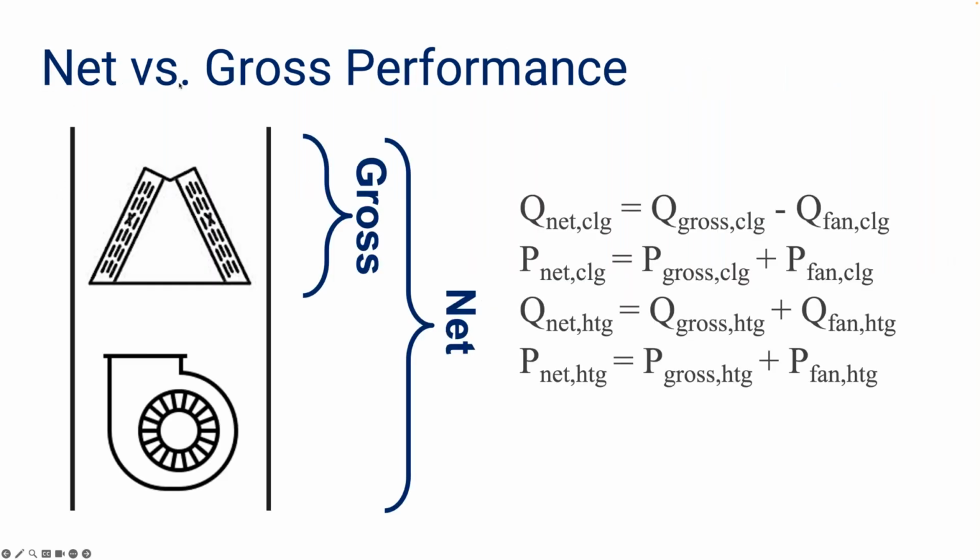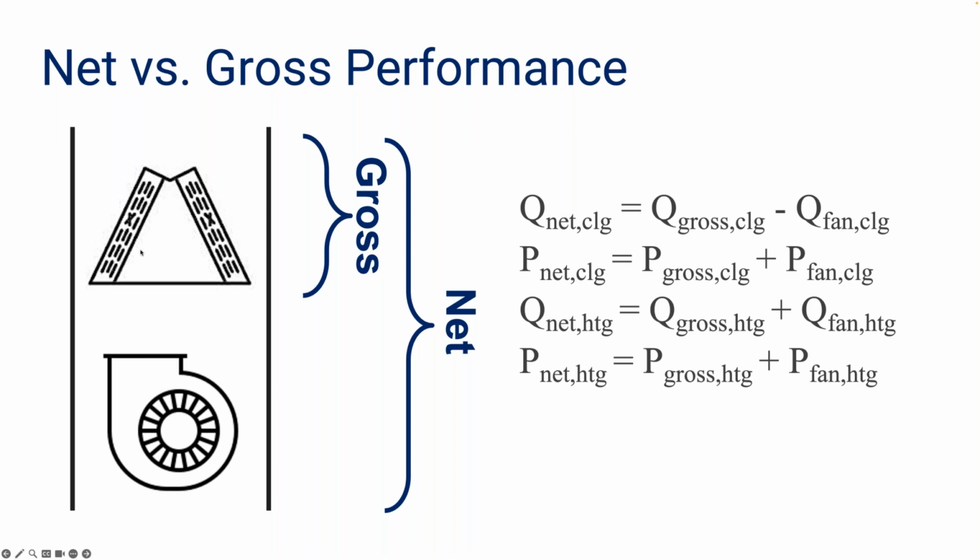I'm going to use this terminology throughout. We have something called net performance and gross performance. Net performance covers both the coil and obviously the compressor and everything that's attached to it, and the indoor fan, whereas gross performance is just covering the indoor coil and the system outside, so not the fan.